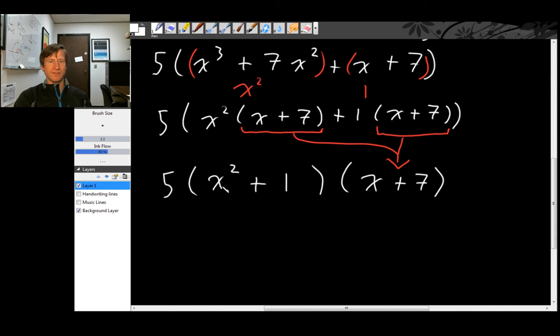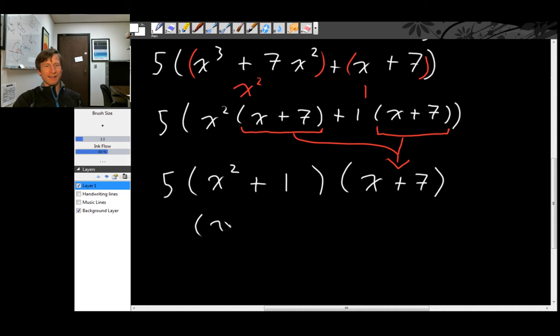So now we have 5 times x squared plus 1 times x plus 7. The 5 is as factored as it's going to get. It's prime. The x plus 7 doesn't factor anymore. X squared plus 1, since it's quadratic, we might wonder if it factors, but it's a sum of squares. X squared plus 1, there's no way you can factor this.